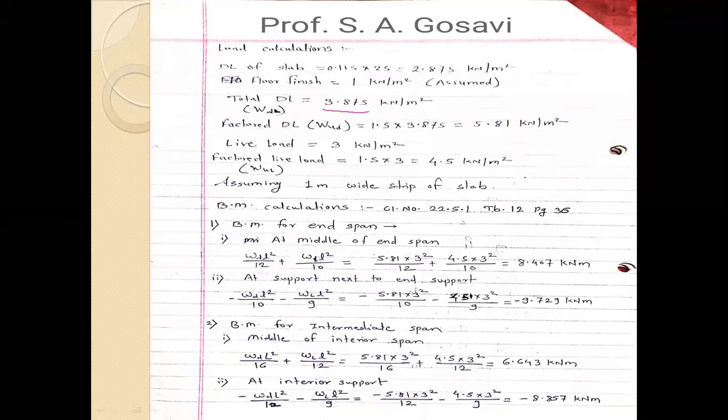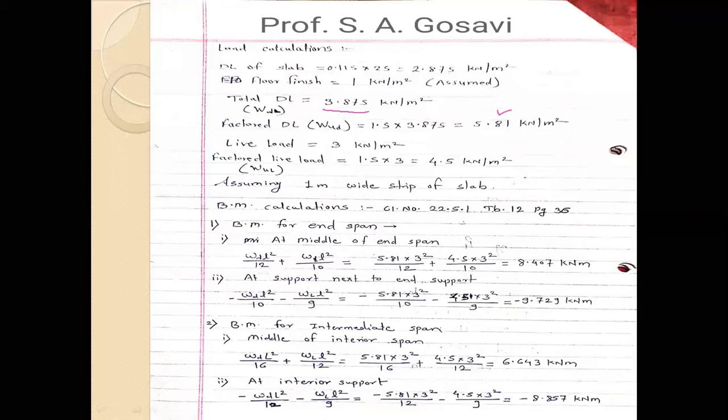So the factored dead load. Multiply this value by 1.5, you will get the factored dead load, and its value is 5.81 kilonewton per meter square. This is all the calculation about the dead load.